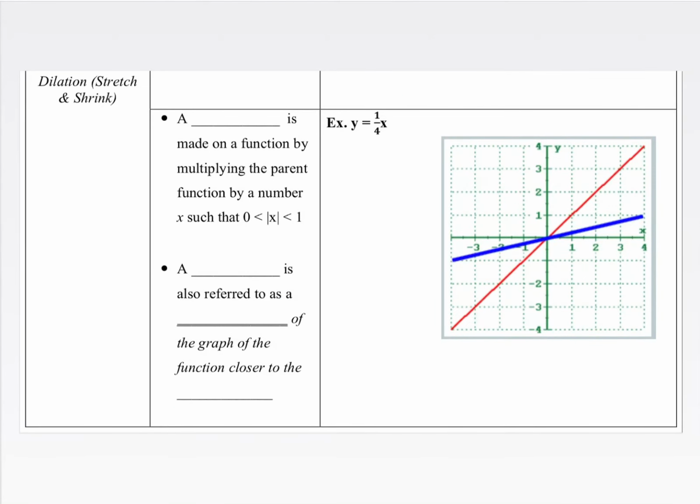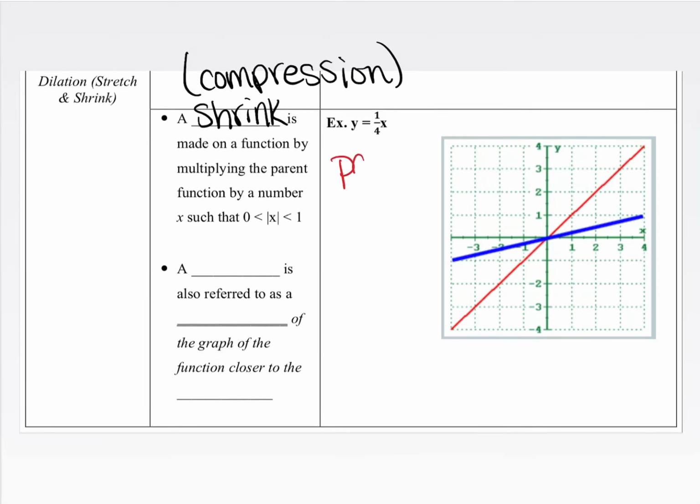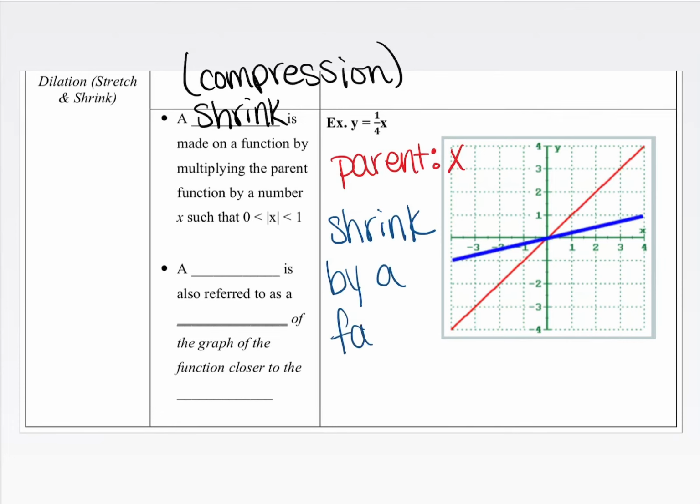Now, on the other side, we can also deal with a shrink. Sometimes it's called compression. So here we also have a parent function of x, but here we are shrinking or compressing by a factor of 1/4.